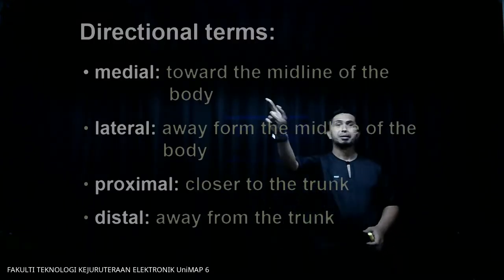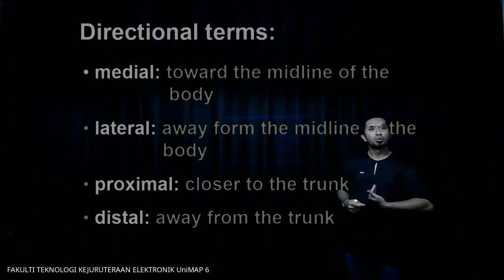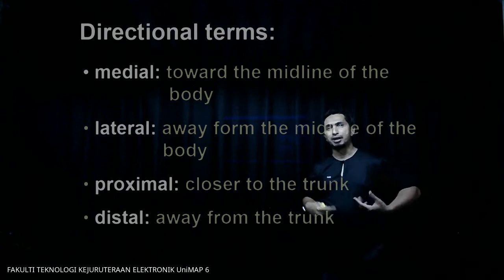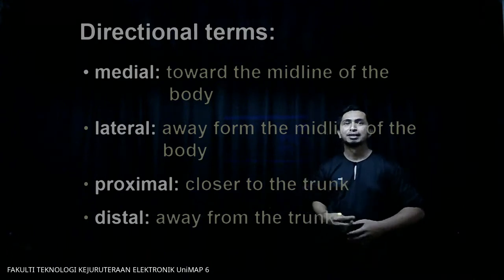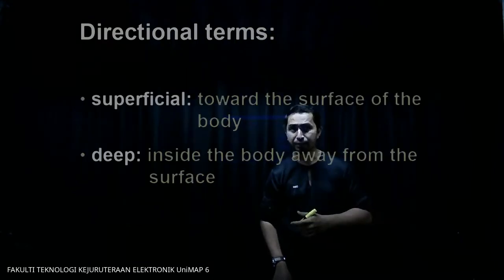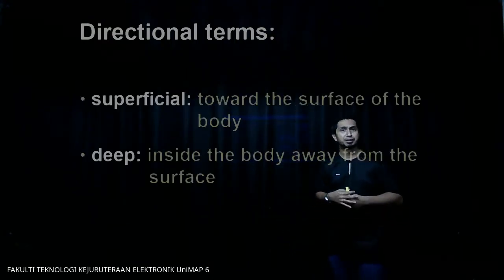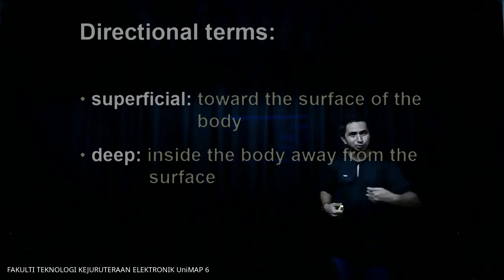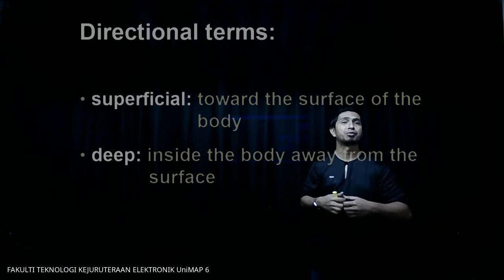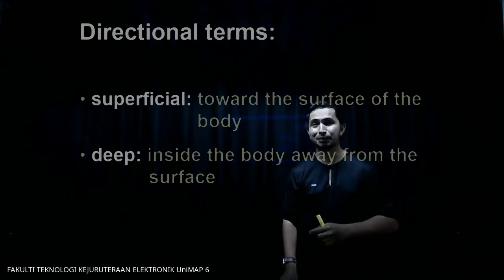Back to medial, toward the midline. Lateral, away from the midline. Proximal, closer to the trunk. This is our trunk. Distal is away from the trunk. You'll get more examples later on. And then superficial, toward the surface of the body. Deep is going inside the body, away from the surface. There are a few terms, class. Kena ingat benda ni.